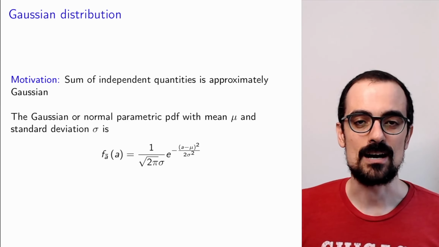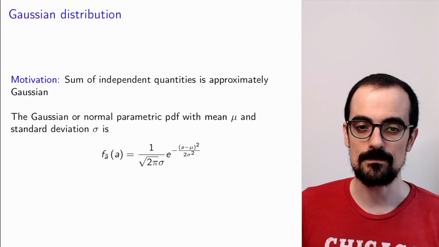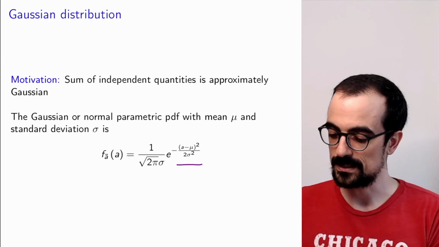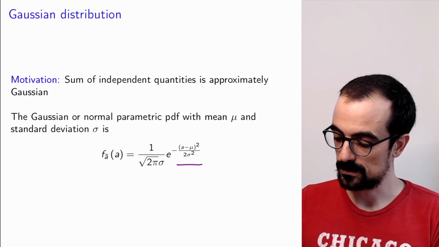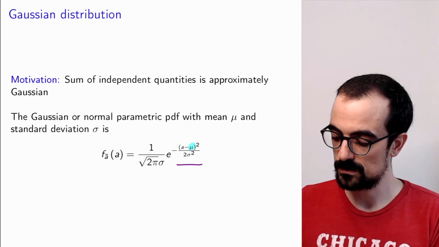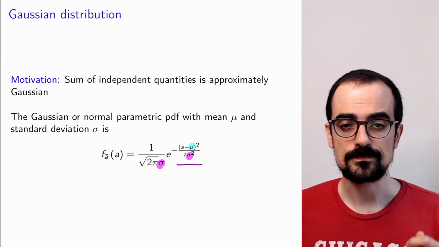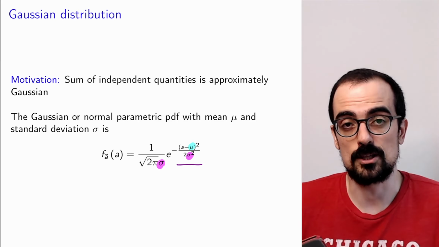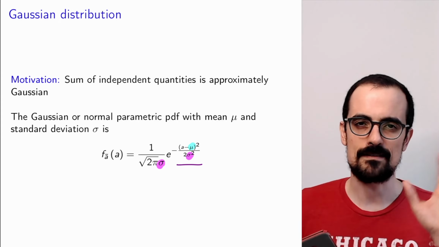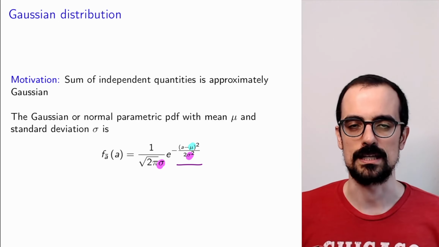All right, so a Gaussian or normal parametric PDF with mean mu and standard deviation sigma looks like this. It's the exponential of a squared quantity that is centered at this parameter mu, and then scaled by this parameter sigma. It turns out that mu has an interpretation in terms of probabilities as the mean of the distribution, which you can think of as the average value of the random variable. We will talk about means much more later on.